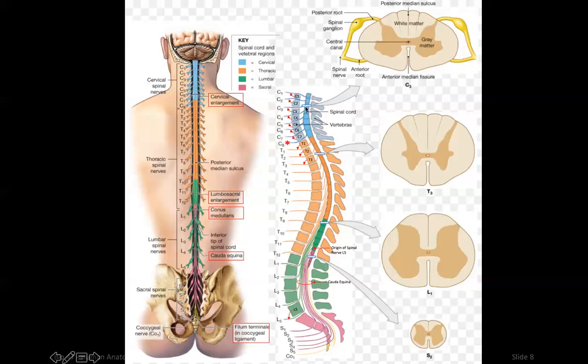So here is a view of the spinal cord with that cervical enlargement traveling down, and then a lumbosacral enlargement into the conus medullaris, that tapering, and then into the cauda equina, which goes out between the lumbar vertebrae, the sacral vertebrae, and into the coccygeal vertebrae.